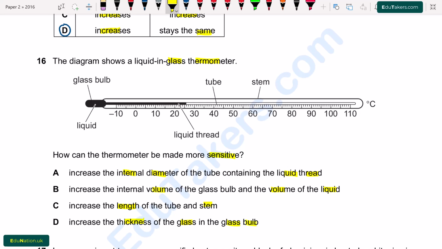So here we have to increase the sensitivity. By increasing the internal volume of the glass bulb, the amount of liquid inside will increase. The greater the amount of liquid, the more it would expand with increasing temperature, so the thermometer would be more sensitive. It means that option B is correct. We can increase the sensitivity by increasing the internal volume of the glass bulb and the volume of the liquid. So B option is correct.